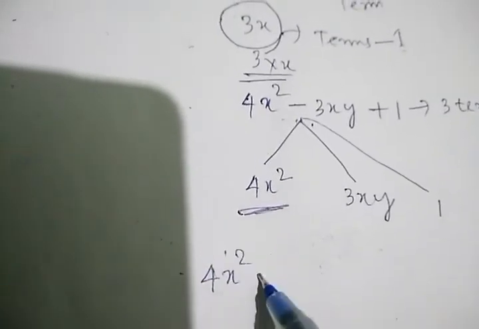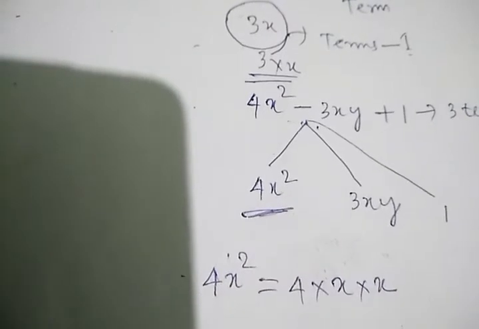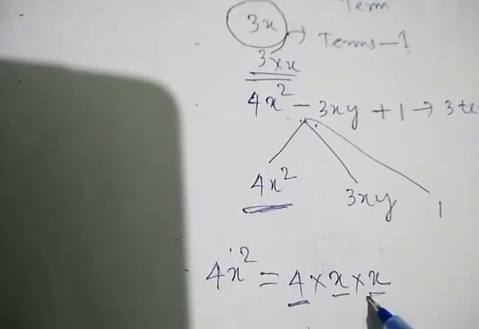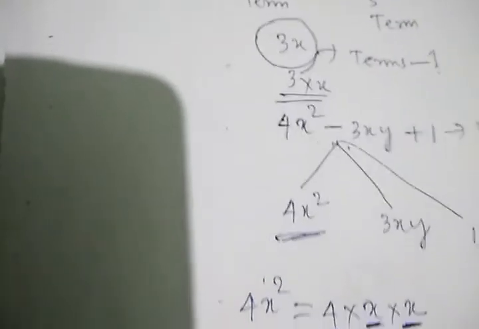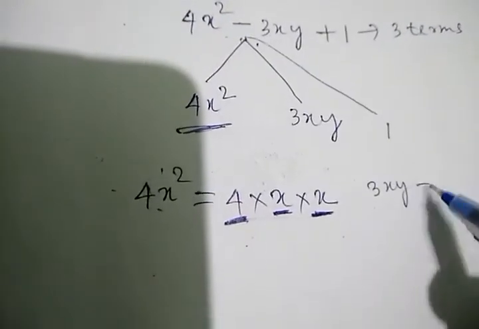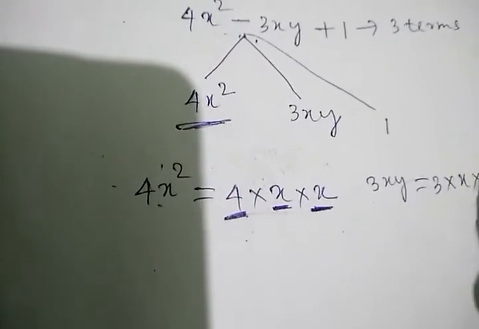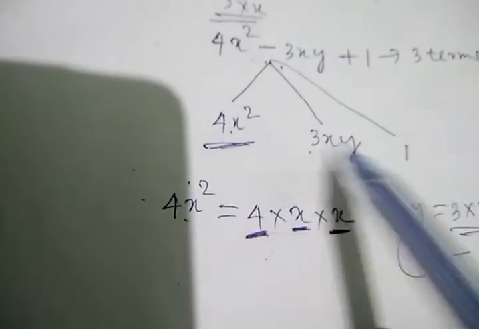Now 4x square is actually formed as 4 into x into x. These are called the product of factors. You see, x is a factor, x is a factor, and 4 is a factor of 4x square. And how is 3xy formed? 3 into x into y. And 1 is a constant. So it contains 3 terms.